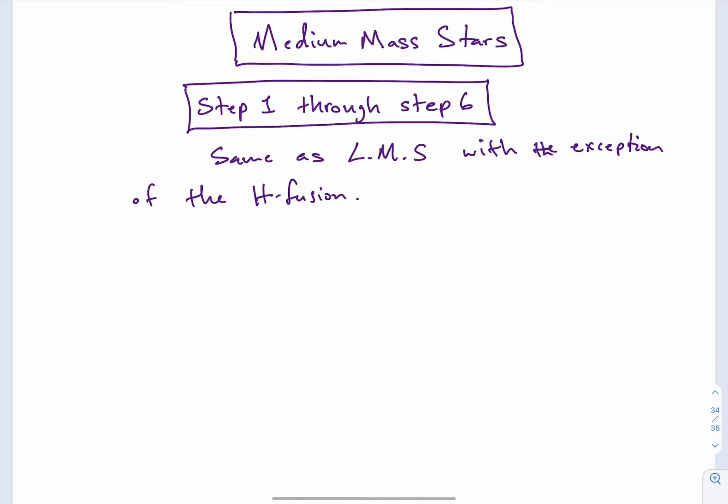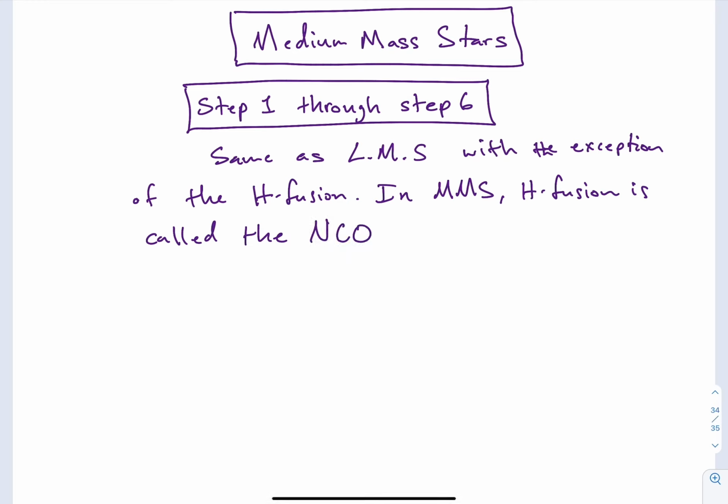So in medium mass stars, the hydrogen fusion process is called the CNO cycle. It's called the CNO cycle because carbon, nitrogen, and oxygen help catalyze the hydrogen fusion so that it really goes much faster. So we're not dealing with the proton-proton chain anymore. We're dealing with something that creates helium from hydrogen at a much faster rate.